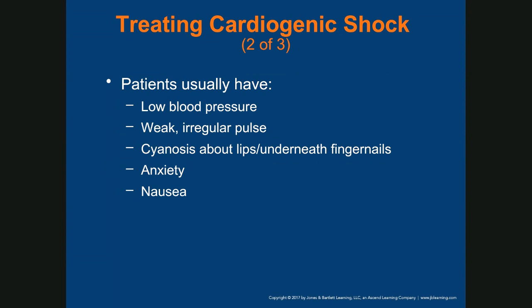Patients usually have low blood pressure and a weak, irregular pulse. Anytime you have a patient with an irregular pulse, something is wrong with their heart. They have an irregular or abnormal heart rhythm, right? Cyanosis about the lips and underneath the fingernails, anxiety, nausea.